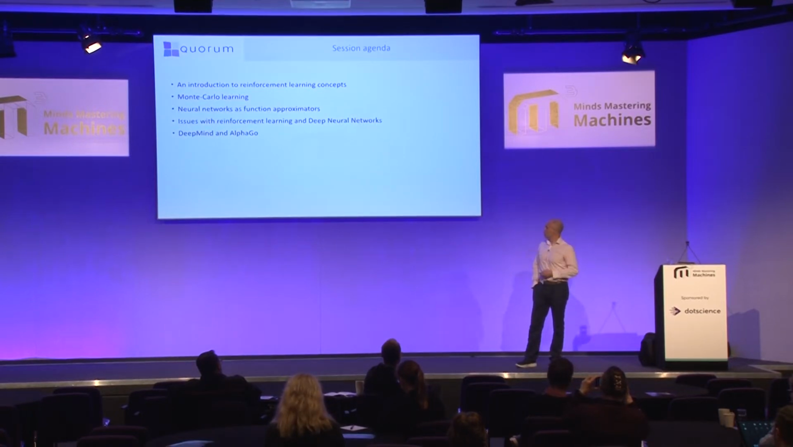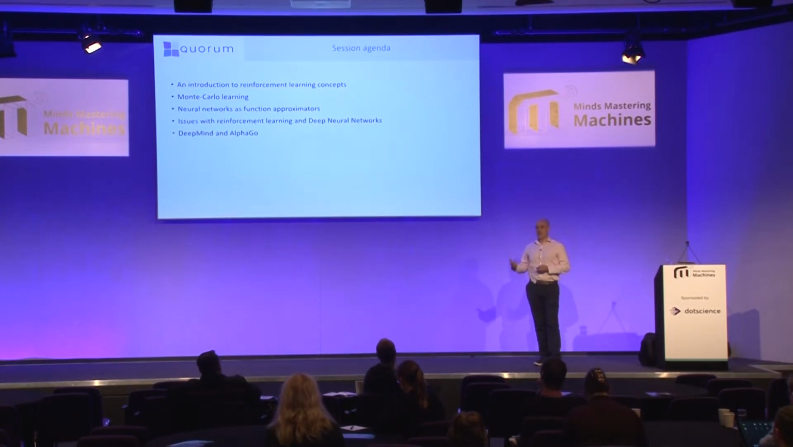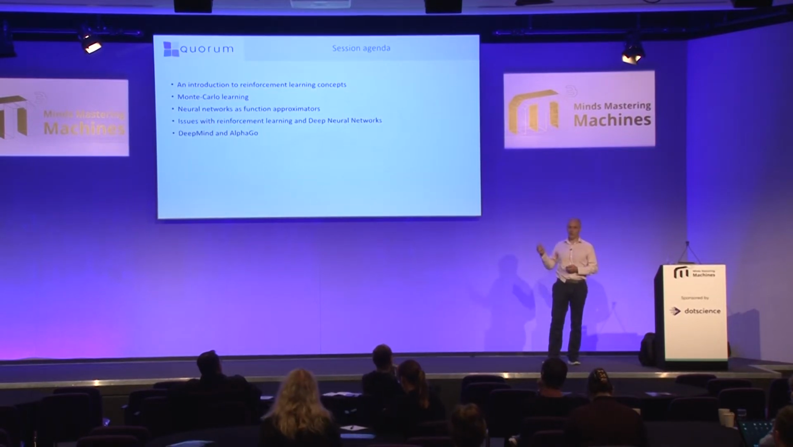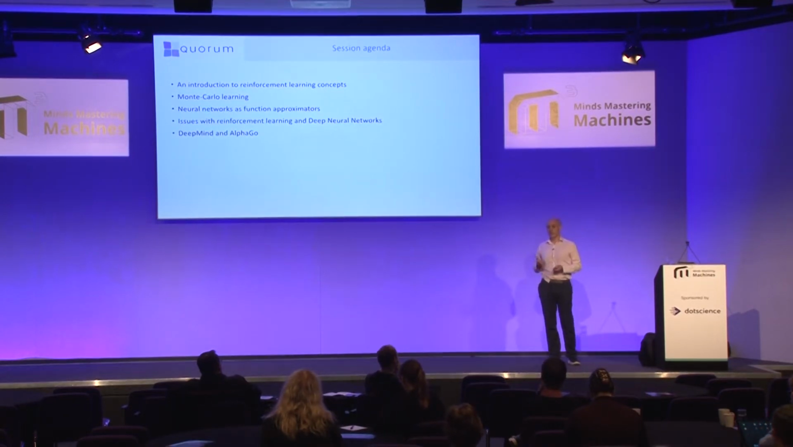I'm going to talk about Monte Carlo learning, which is a simple technique to illustrate the techniques and principles that you can use to train a reinforcement learning algorithm, and then move on to talk about how you can combine that with neural networks. So how can you use a neural network to drive a decision within a reinforcement learning scenario? There are some issues with reinforcement learning, particularly with deep neural networks. I'm going to talk about what those issues are, and then what the recent work by DeepMind and AlphaGo has been to tackle some of those issues.